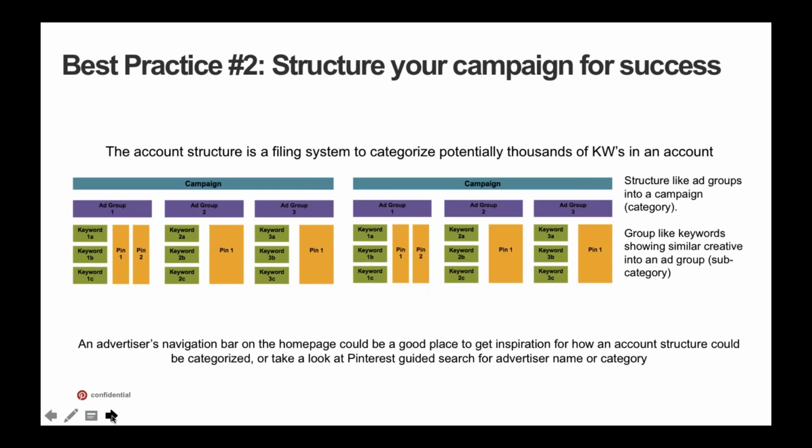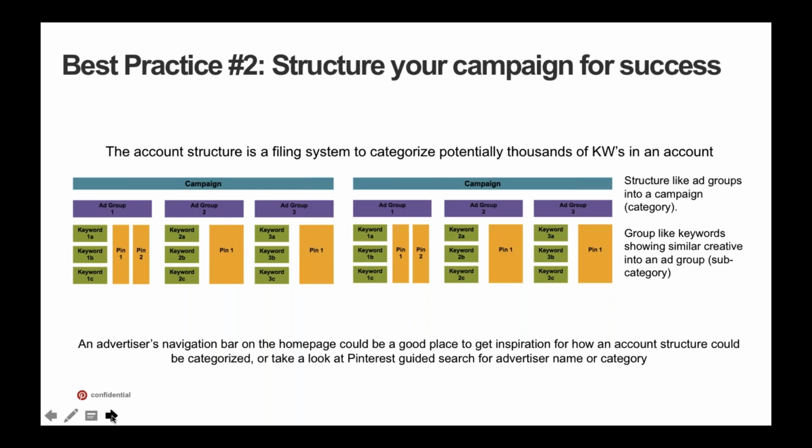Second recommendation is to make sure you're structuring your campaigns for success. Now that we're bringing in more SEM features onto our platform, we want to make sure our advertisers are setting those campaigns up for success, because SEM requires a little bit of organization when managing thousands and thousands of keywords potentially. We recommend using a hierarchy structure where your campaign is your category and is full of little ad groups that are almost like subcategories, and then those ad groups can contain keywords and pins.